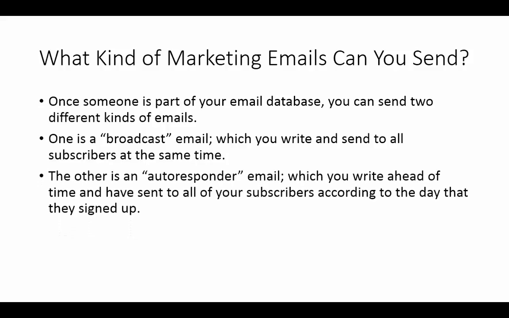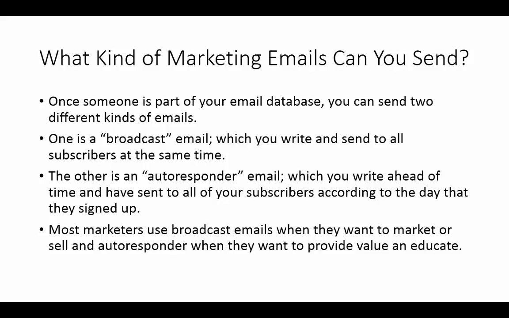Now, the other kind of email is called an autoresponder email or a sequenced email. This is one that you're going to write ahead of time and have it set up to be sent to all of your subscribers according to the day that they signed up. So in other words, if someone signed up on a Wednesday, they'll get the first email on Wednesday, the second one on Thursday, and the third one on Friday. So these emails are set up ahead of time. They're scheduled and they go out based on the day that the person actually becomes part of your list.